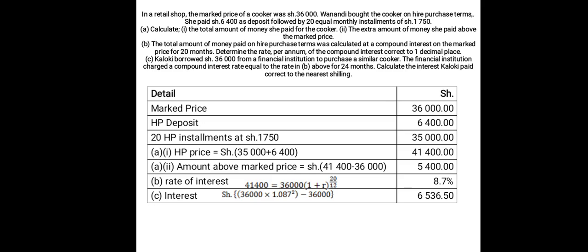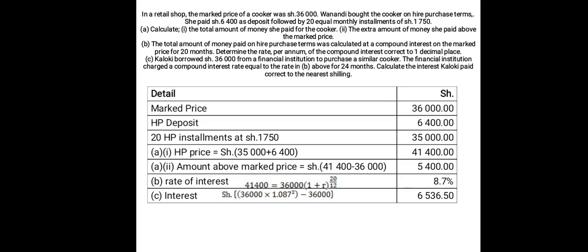So the marked price, we have some data. The marked price is 36,000 shillings. The hire purchase deposit is 6,400 shillings. And then the hire purchase installments, those are 20 installments, each at 1,750, will be 35,000 shillings. Now the hire purchase price, that is the installments plus deposit, is 41,400. Now, what is the difference between this and the marked price? It is 5,400 shillings.